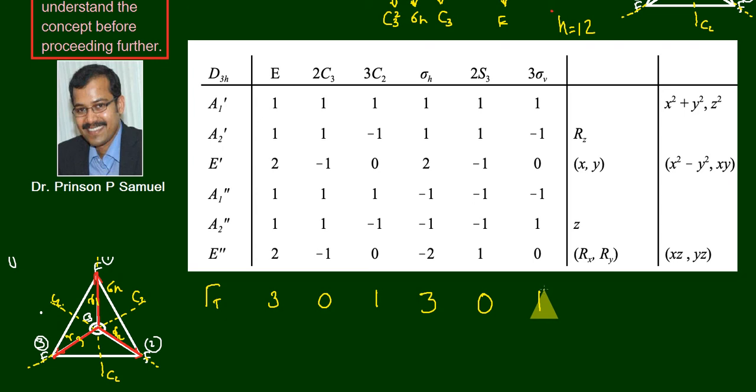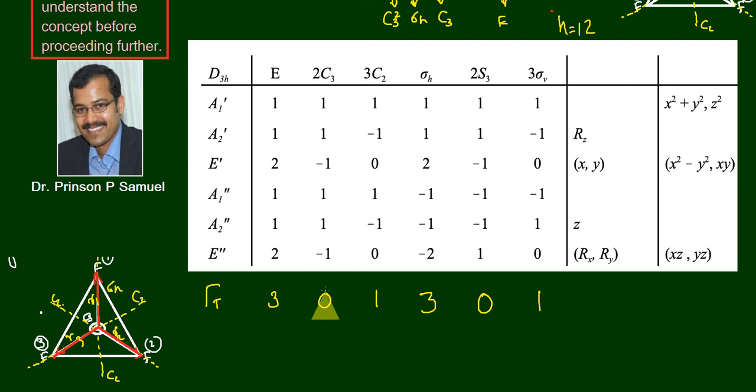Okay. And now, with this total character 3, 0, 1, 3, 0, 1, we can now calculate the number of times each irreducible representation will appear in the reducible representation corresponding to this total character. Did you understand what I said? There will be a reducible representation corresponding to this total character, and that reducible representation can be reduced further to irreducible representations. So which irreducible representations in this character table are contributing towards it? That we can find out using the reduction formula.